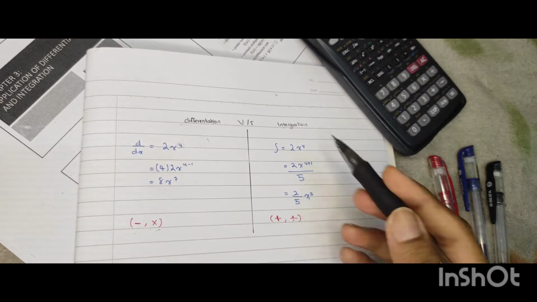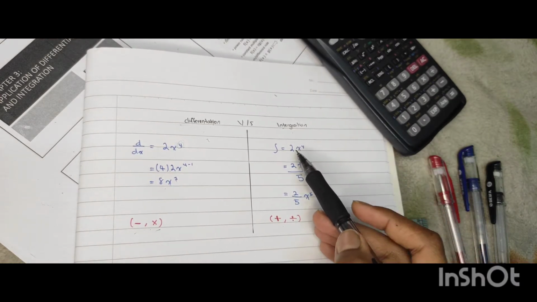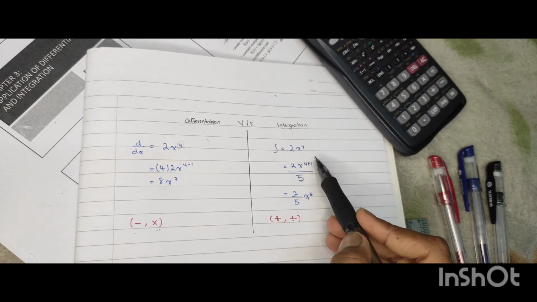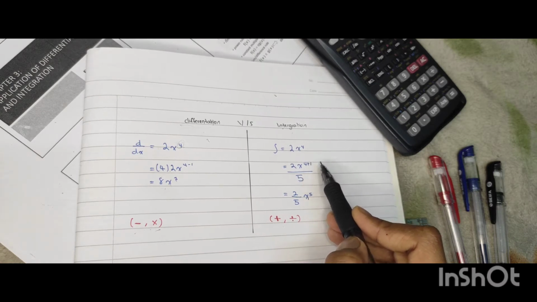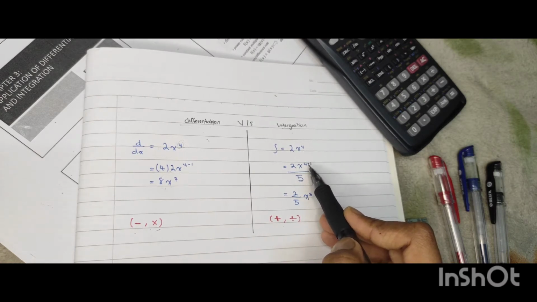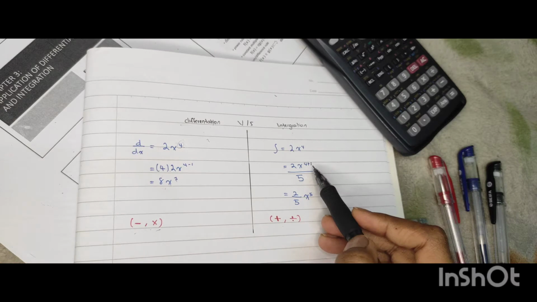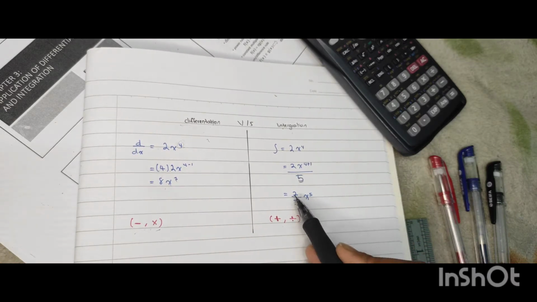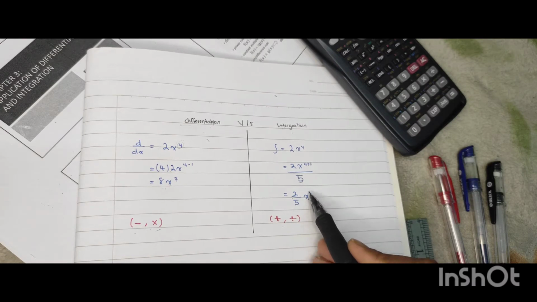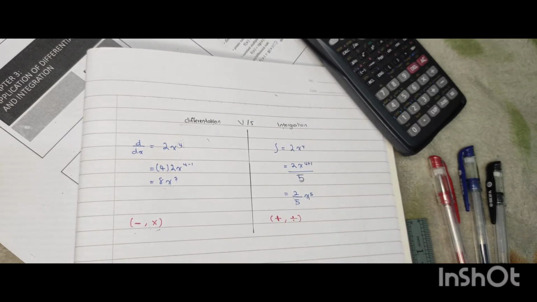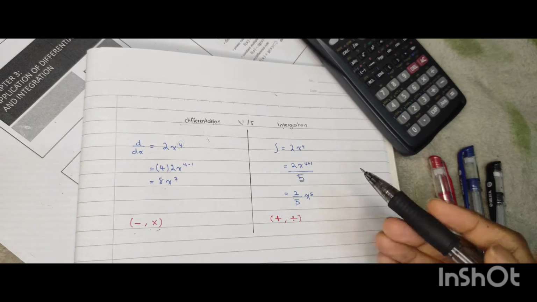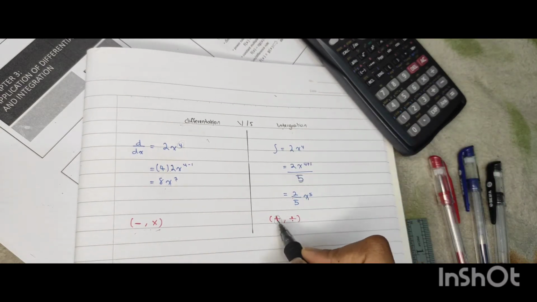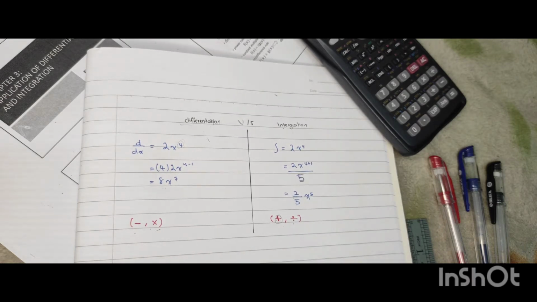Second, integration. Integration, the same example, 2x power of 4. The power of 4 will add 1. After the outcome of add 1, 4 plus 1 will be 5. So that 5 will come to divide. So the final answer will be 2 over 5 x power of 5. So basically integration will involve these two only, which is plus and divided.